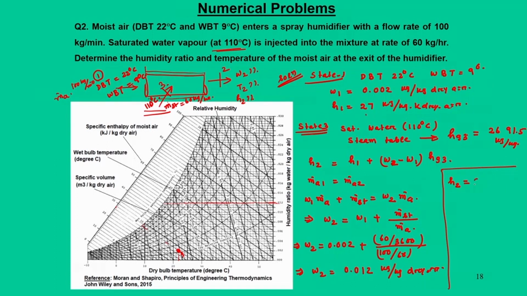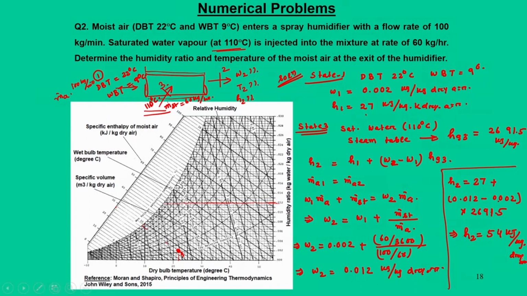H2 will be equal to 27.2 plus omega 2 minus omega 1, 0.012 minus 0.002, into 2691.5. So, H2 would be approximately 54.1, let us say 54 kilojoule per kg dry air.